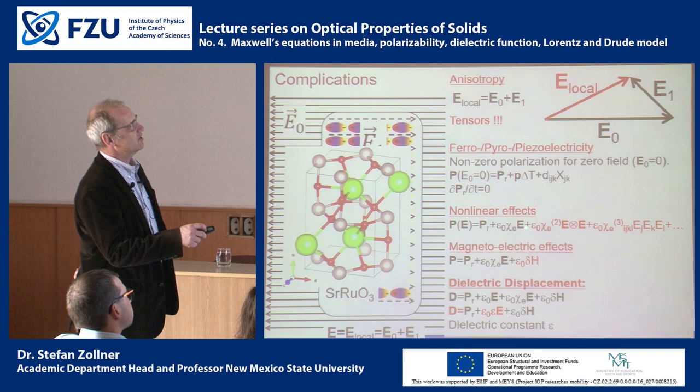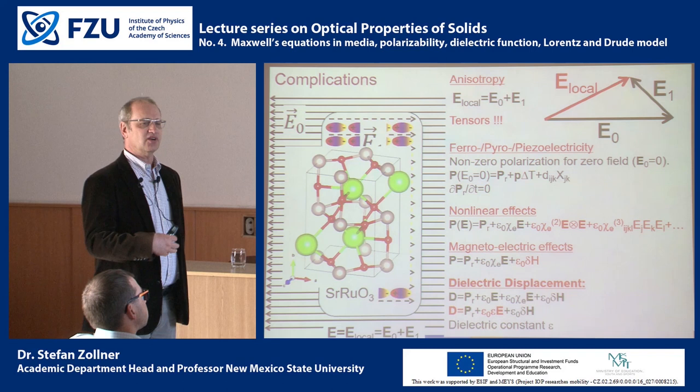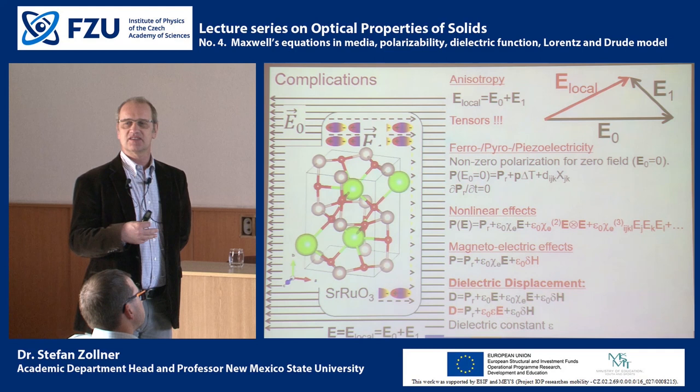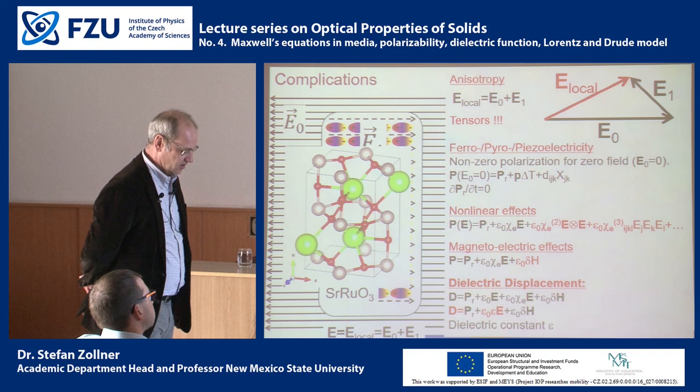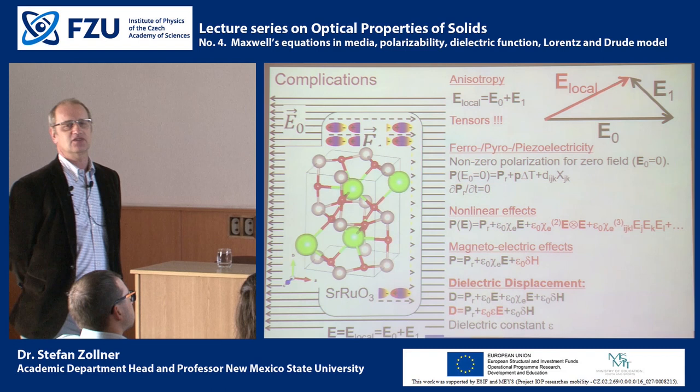Many of you will have heard about frequency doubling: if you have a laser with a red wavelength, let's say 800 nanometers, then in a nonlinear crystal you can double that laser frequency and get 400 nanometers. That would be done by this chi 2. The chi 2 is responsible for this, and that only happens with very high electric fields, so that's why you need a laser for that.